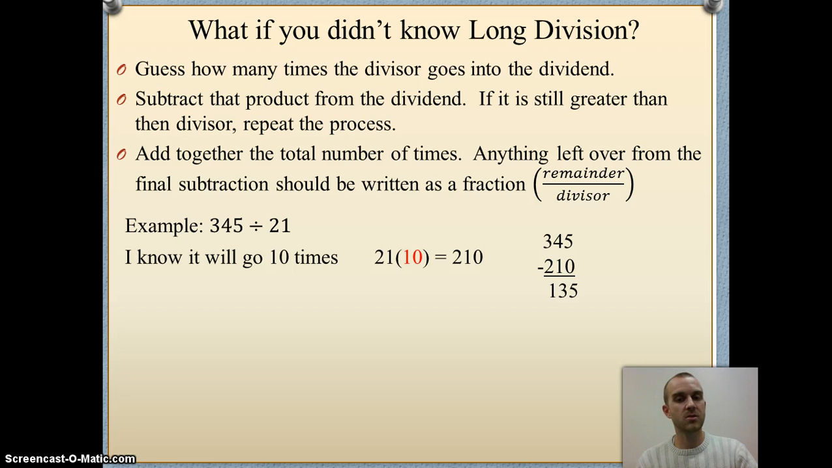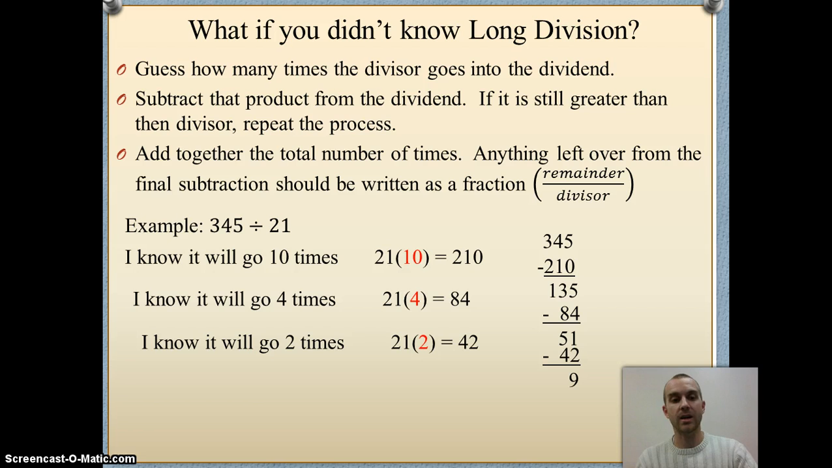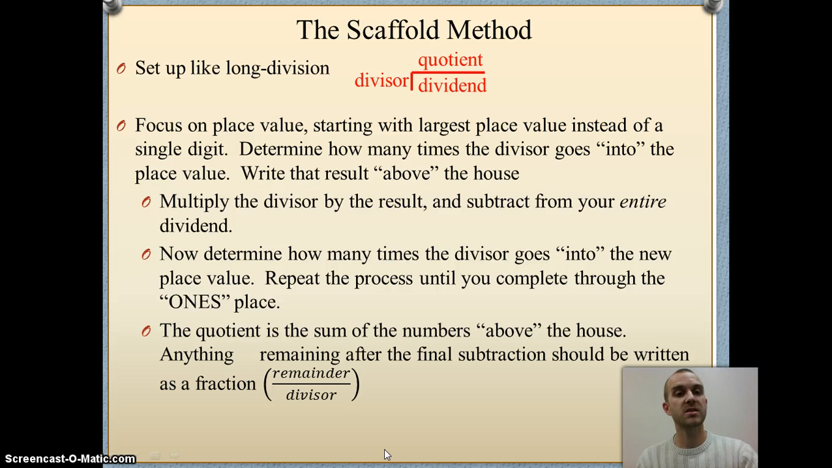Maybe I'm still not sure what to do, so I use, say, 4. 21 times 4 is 84. I can pull 84 out of 135. That leaves me with 51. Well, now I'm getting to smaller, easier numbers to work with. I know that I could go 2 more times, and I pull 42 out of 51. That leaves me with 9. I can't go any further, so I know that's my remainder. So it's going to be 9/21. If I add those 3 red numbers, 10, 4, and 2, I'd end up with 16 and 9/21, or 3/7.